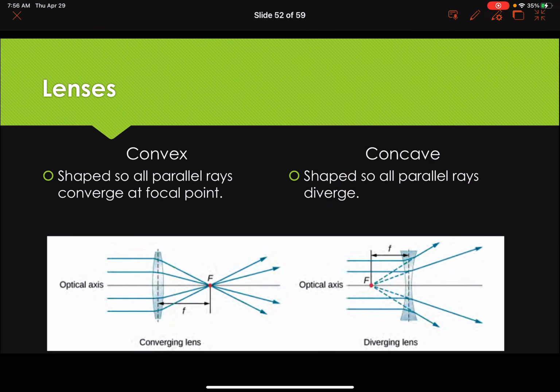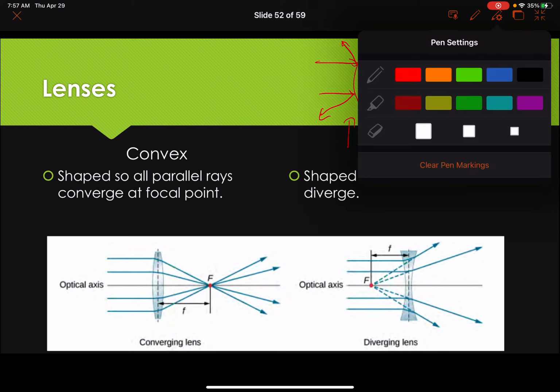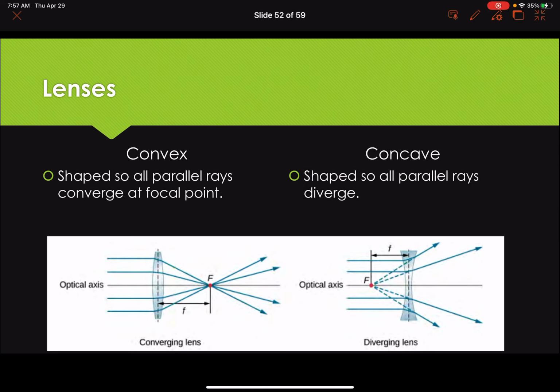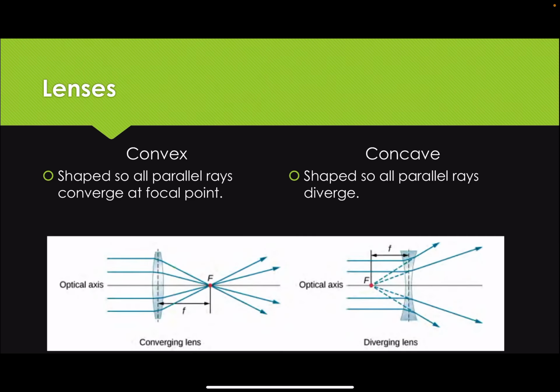The difference is that we remember that convex mirrors reflected and diverged our rays. All the rays went away from each other, while with concave mirrors, the rays went towards a focal point. They converged at some point, which gave you your image, okay? And so we called these diverging mirrors, and these were converging mirrors. With lenses they're opposites. Convex lenses are converging lenses, and concave lenses are diverging lenses.